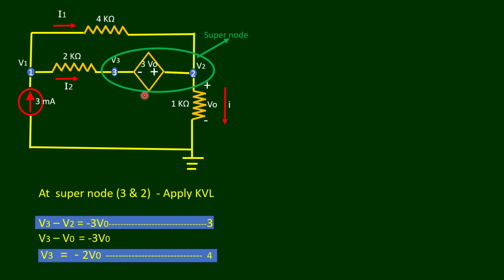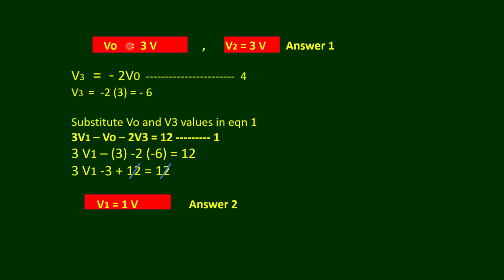Now, considering the super node, we can apply KVL, so that V3 minus V2 is equal to minus 3V0. V2 is nothing but V0. So V3 minus V0 is equal to minus 3V0. That means V3 is equal to minus 2V0. So we got the fourth equation. We got the values V0 as 3 volts and V2 as 3 volts already. This is our first answer. Now in the fourth equation, V3 equals minus 2V0, we can substitute the value of V0 as 3. Then we get the value of V3 as minus 6 volts.